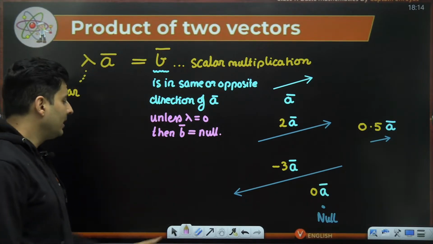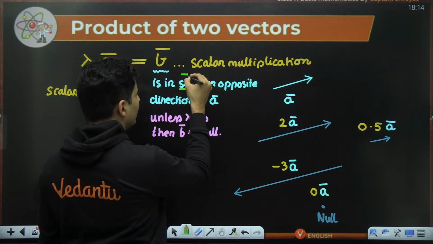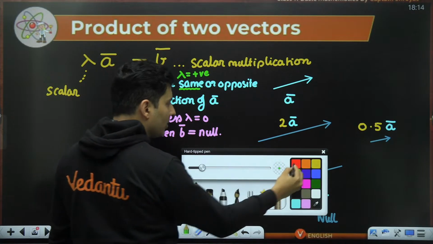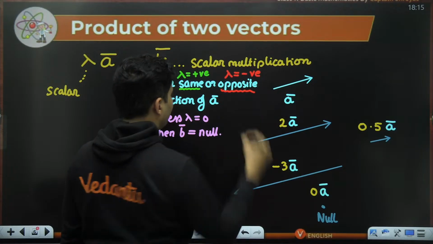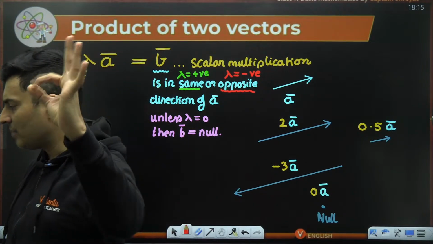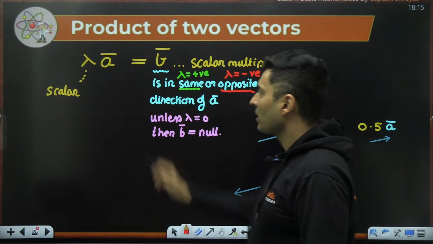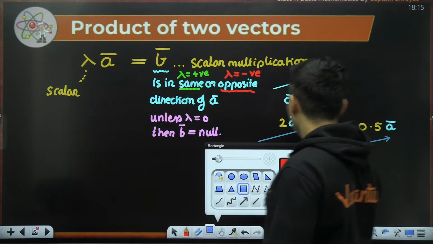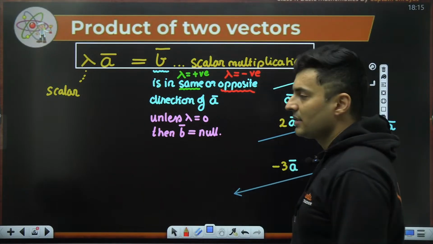If it is positive, then it is the same direction. It is obvious. The answer will be the same direction if lambda is a positive number, and it will be in the opposite direction if lambda is a negative number. It kind of makes sense. Negative means opposite direction, positive means same direction. Is this absolutely clear, everyone? What is the meaning of the term scalar multiplication? Taking a scalar and multiplying it by a vector gives me another vector. That is called scalar multiplication.